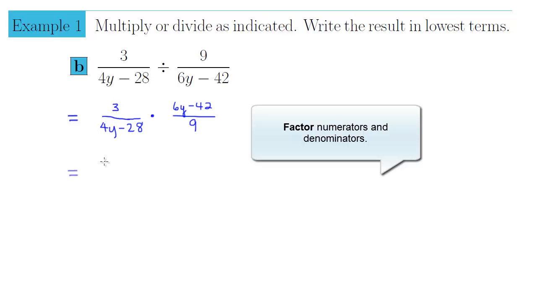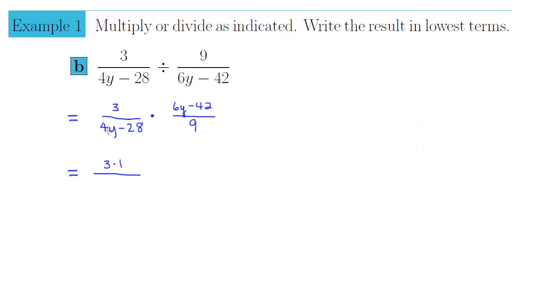Noticing 3, we can rewrite 3 as 3 times 1. And 4y minus 28, so this is a polynomial. To factor polynomials, we have to use one of our methods discussed from the factoring module. In this case, we're going to factor out the greatest common factor. Notice that 4 divides into 4y and 28. So we're going to take out the greatest common factor of 4, and that's going to leave us with y minus 7 in parentheses. In other words, 4y minus 28 is 4 times the quantity y minus 7.